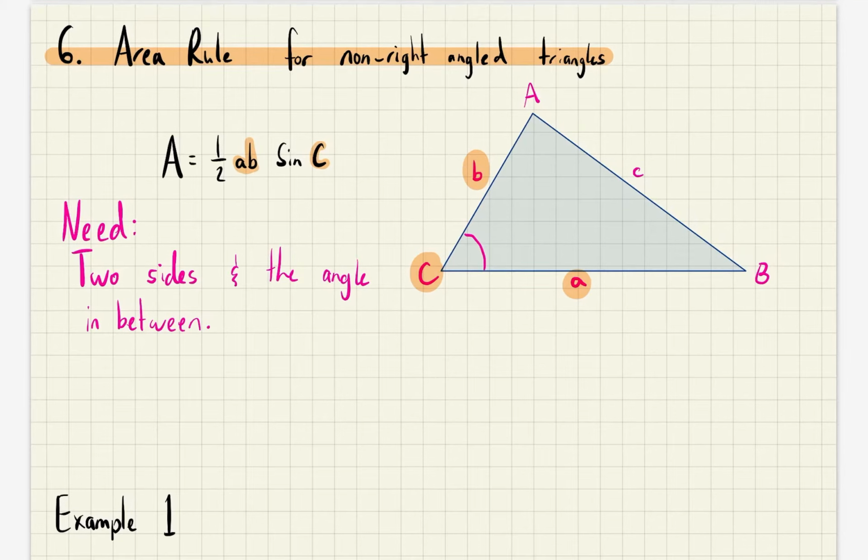Good morning, Year 10. In this video, we're going to go over the area rule for non-right-angled triangles.